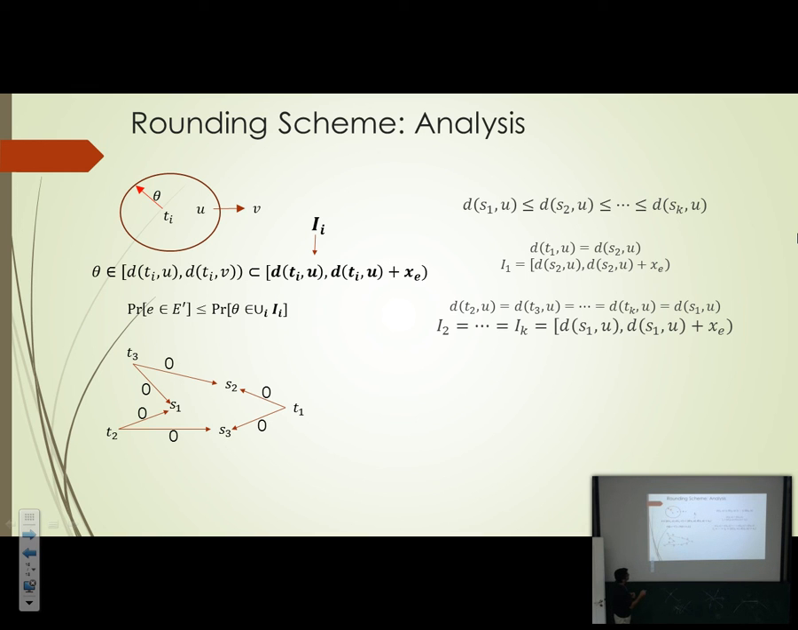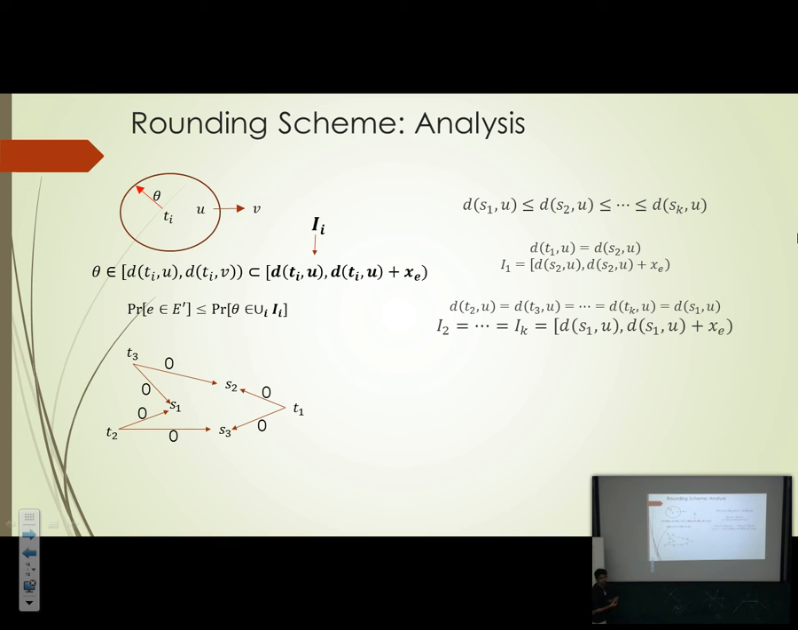Since the probability that edge E was in this cut is less than the probability that theta is in the union of these intervals, and the union of these intervals is the union of these two intervals: I1 is this, and all the other intervals are this. So the union of all these k intervals is the union of this interval and this interval.